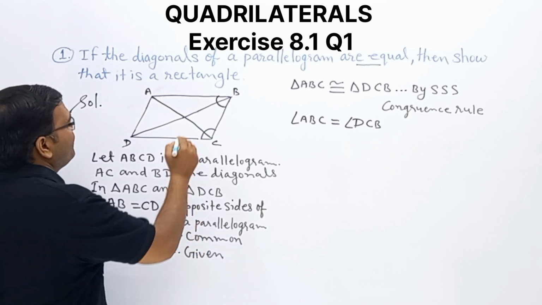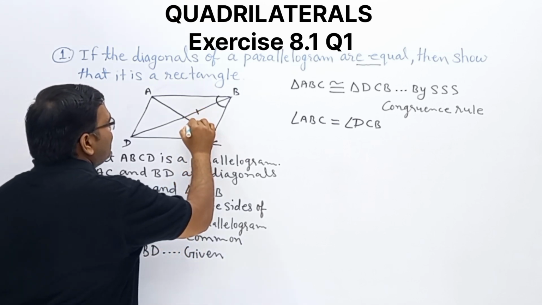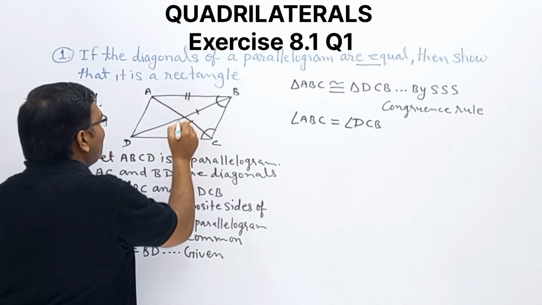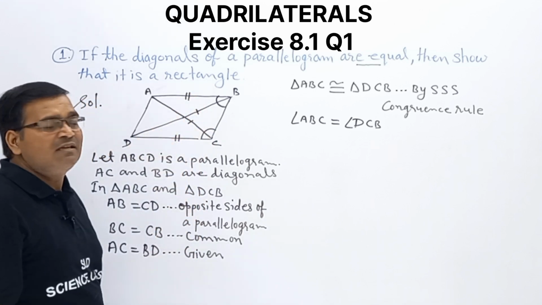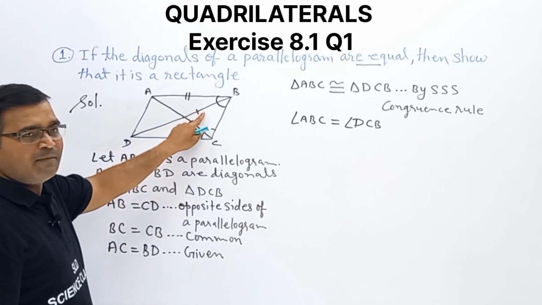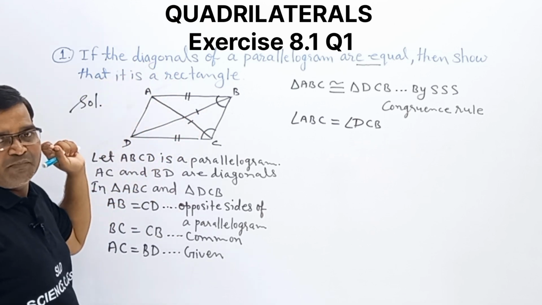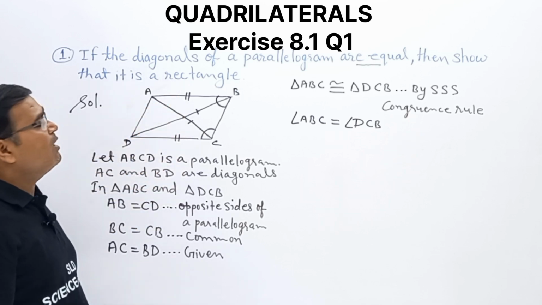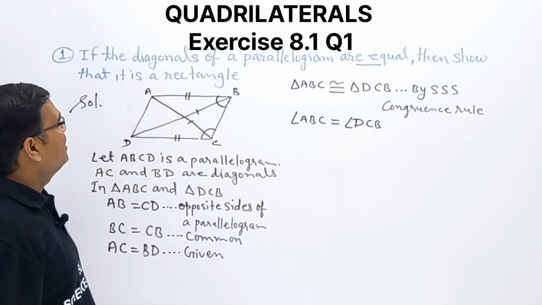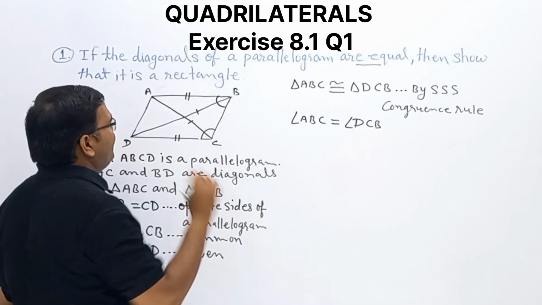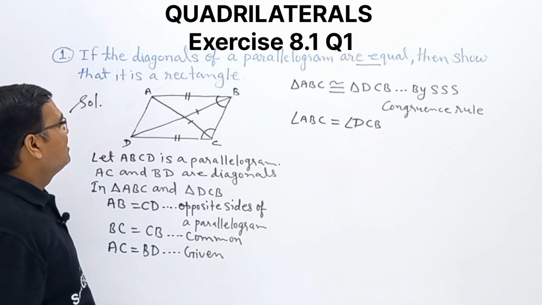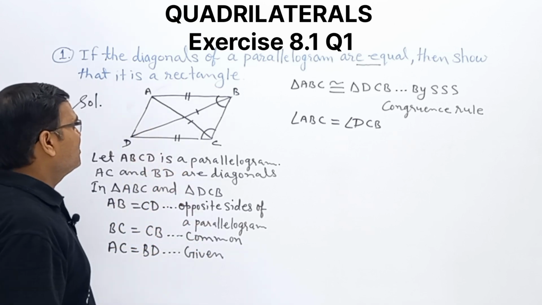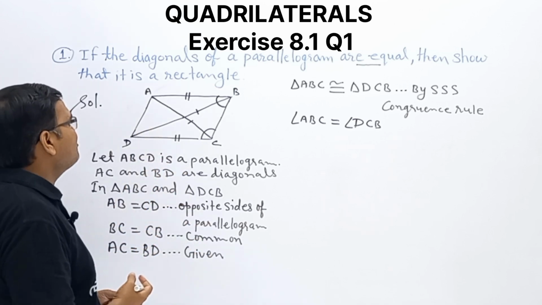So we can say this side is equal to this one, given: both diagonals are equal. This one equal to this one. Why? Diagonals are equal, given in the question. And opposite sides are equal in a parallelogram. Clear? And this one is what? Common side. Then corresponding angles of these triangles will be equal. Corresponding angles of these triangles will be what?